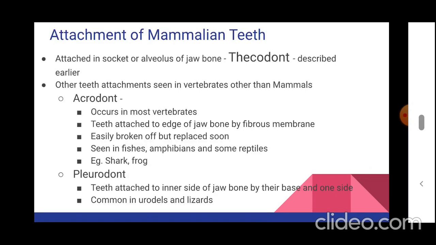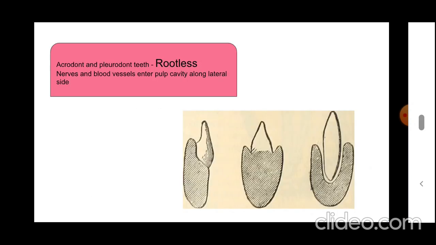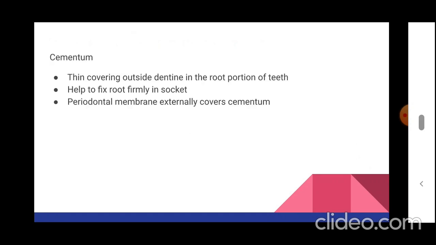Okay, so with that we close the structure of mammalian teeth. What is the structure of mammalian teeth? That is what we discussed now. The other aspects of mammalian dentition we'll discuss in other sessions.